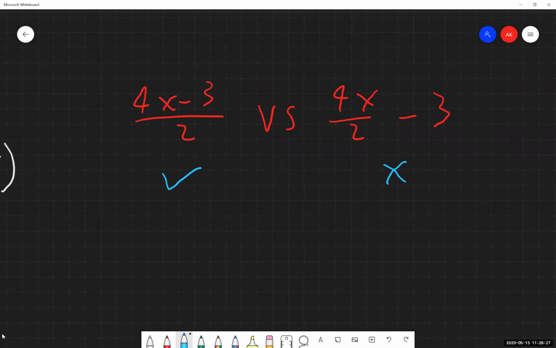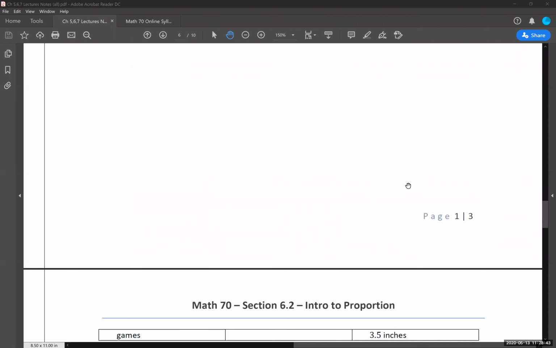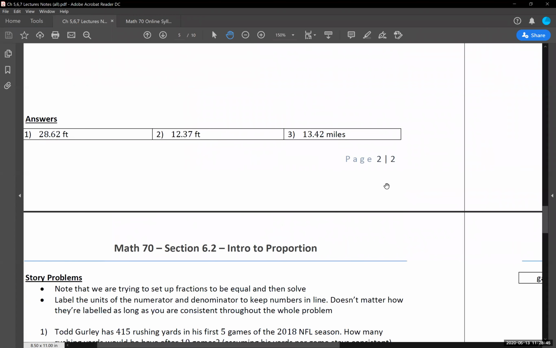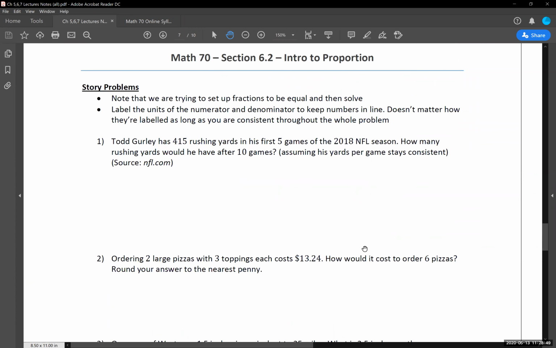So I'm going to jump us back to our lecture notes because I do want to at least take a look at some of the story problems that we're working with. We have a couple of these set up for ourselves, but I do want to make a couple of notes before we go through these, at least highlight these a little bit before we go into solving them.